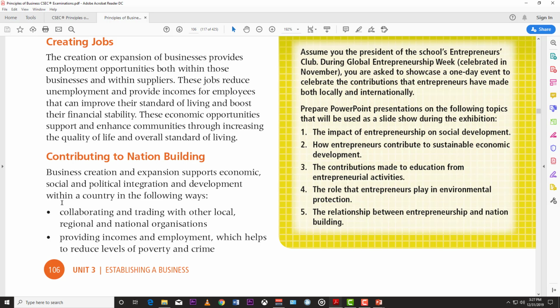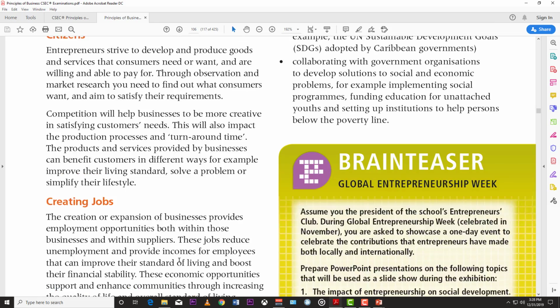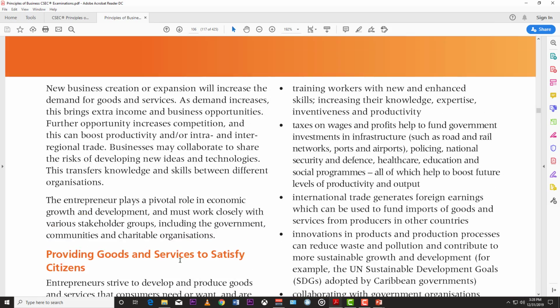So let's read what the textbook has here. Business creation and expansion support economic, social, and political integration and development within a country in the following ways: collaborating and trading with local, regional, and national organizations; providing incomes and employment, which helps to reduce the levels of poverty and crime. And you have more here: training workers with new and enhanced skills; taxes on wages and profits help to fund government. That's the next one, right?